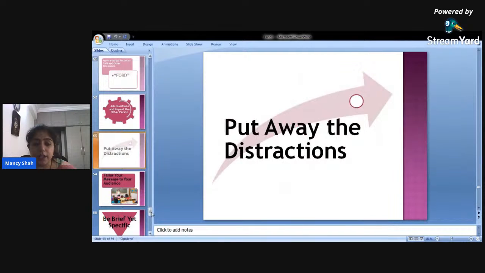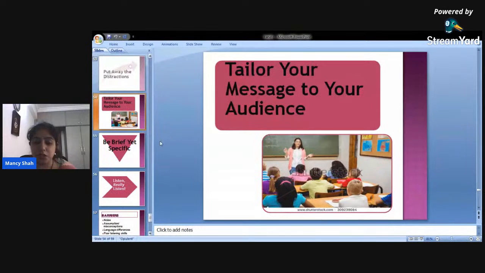Put away distractions. When you're talking to a person, make sure that you look at that person and talk to that person. Tailor your message according to the audience. Here you have to be very careful to whom you're speaking and accordingly tailor your message. If I'm talking to a lower level than my designation, I need to tailor it so that they can understand it. Otherwise it's all in vain, right? If you are talking to higher level management, you have to be very cautious and use appropriate words. So tailor your message.